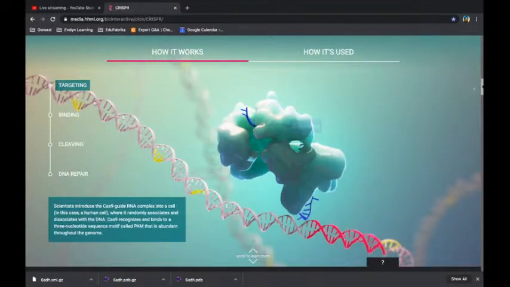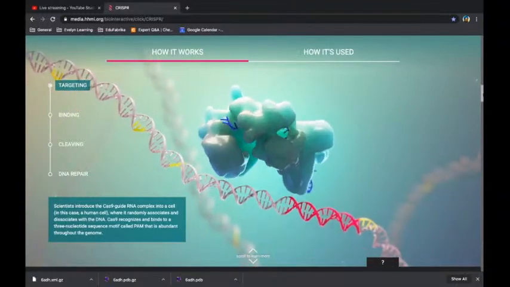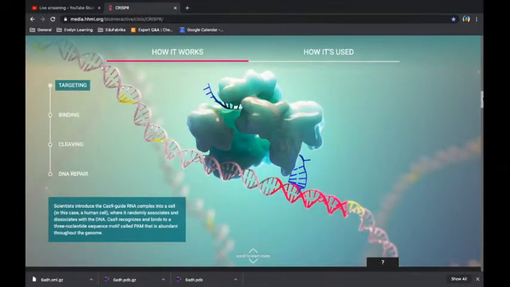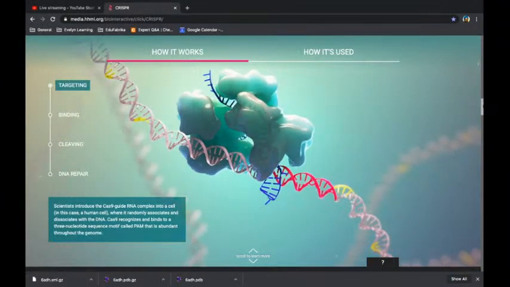So let's go further. It's looking for its target. There in the red color is its target for CRISPR-Cas9.